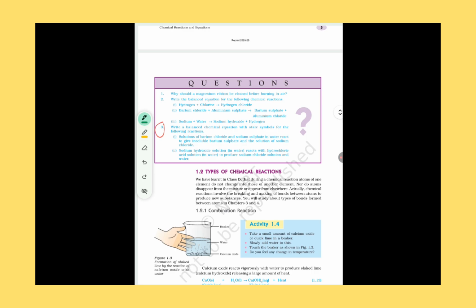One question we have missed here. Chaliye, we'll see this also. First that one only. Second question, third part. Sodium plus water, Na plus H2O gives sodium hydroxide, NaOH plus hydrogen gas.